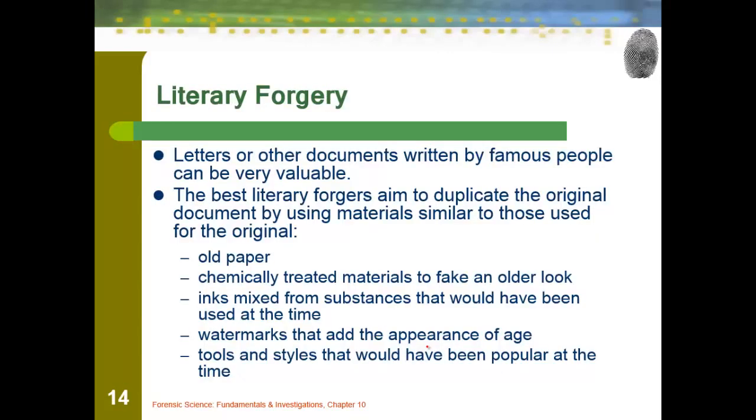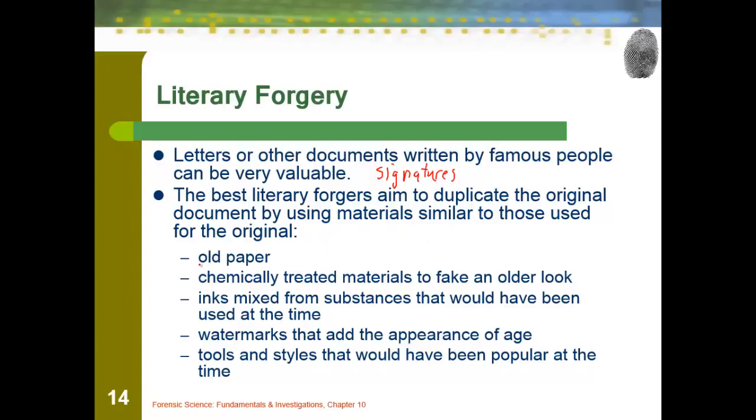Now, literary forgery: letters or other documents written by famous people can be very valuable. Some of the things we might look at are people's signatures, which are always valuable on memorabilia and other things. And so if it's authenticated, it can be worth a lot of money. Best literary forgers aim to duplicate the original document by using materials similar to those used in the original.